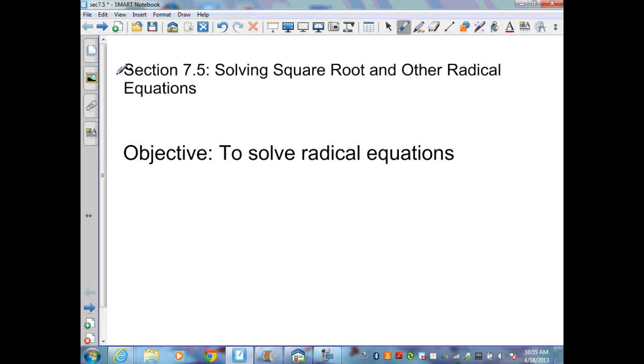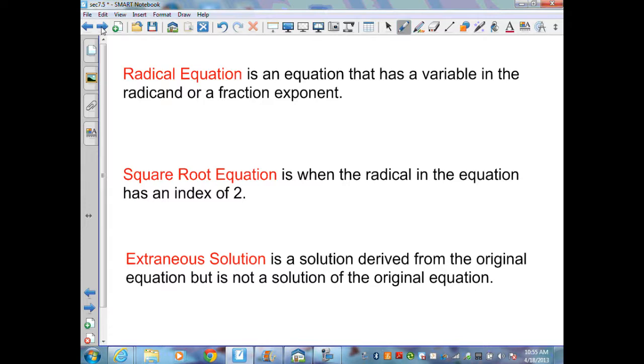Section 7.5, Solving Square Root and Other Radical Equations. A radical equation is an equation that has a variable in the radicand or a fractional exponent. A square root equation is when the radical in the equation has an index of 2.